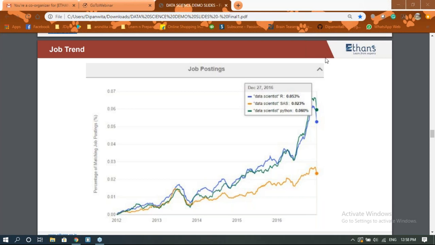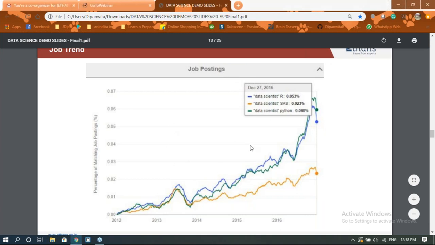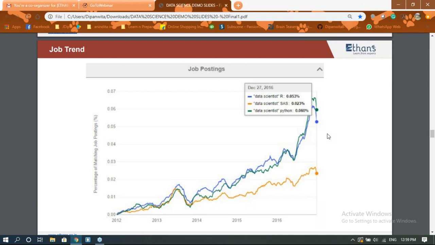Just to give you an example, this job postings graph that you see here shows how many jobs were posted for data scientists with these technologies, R, SAS and Python, over the years. We have data for many years till the end of 2016, as you see, and it has been represented as a curve here. If somebody did not have the idea of data science, maybe he could have projected it in bar graphs for each year. Like 2012, he could have shown three bar graphs, 2013 also three bar graphs, 2014 also three bar graphs. The bar heights would show how many jobs were posted and so on.